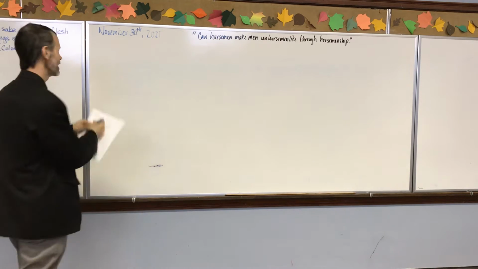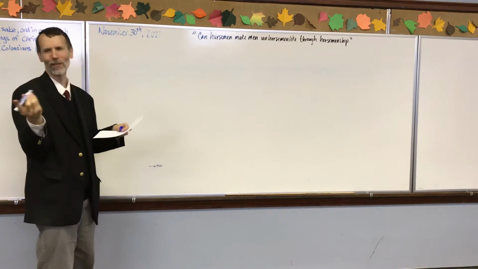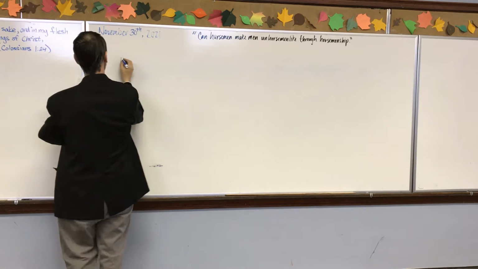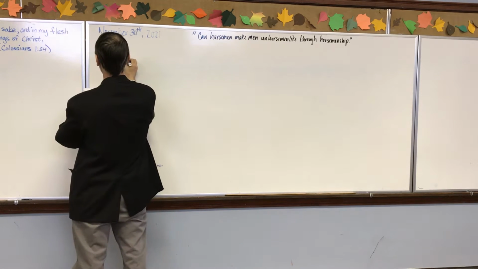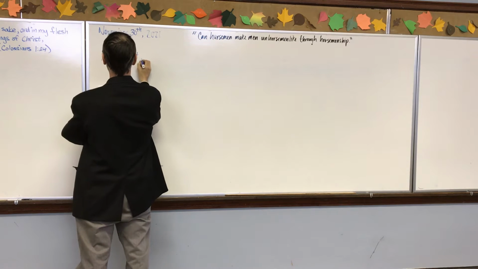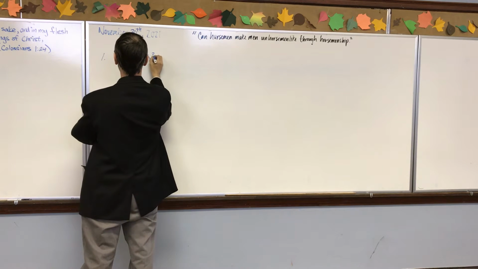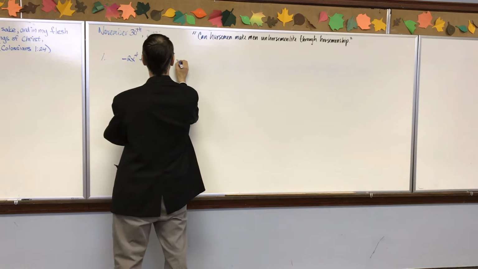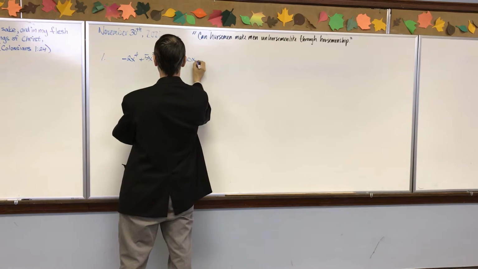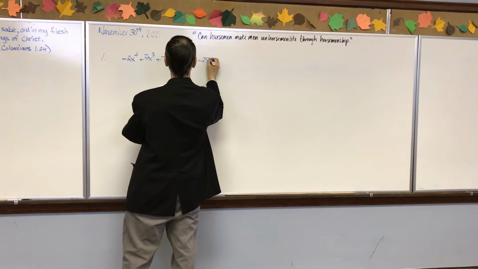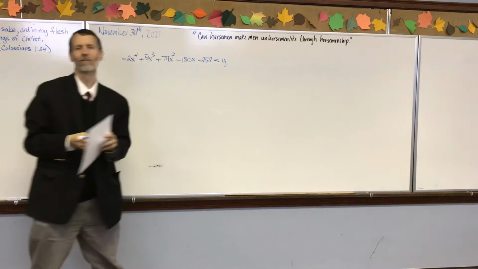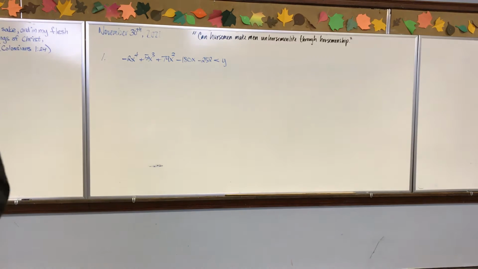All right, take out your notes and/or worksheets. Probably the worksheet will work. Number 1, I did want you to replace 0 with y. So negative 2x to the 4th plus 5x to the 3rd plus 79x squared minus 180x minus 252 is less than, and instead of 0, put a y. Now they did write it backwards, which is a bit annoying.